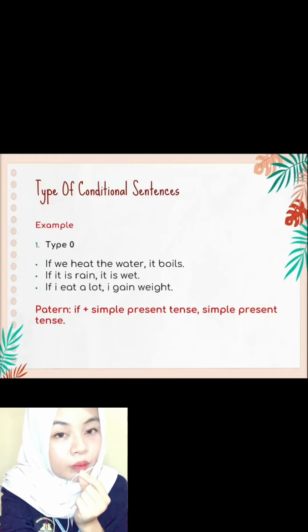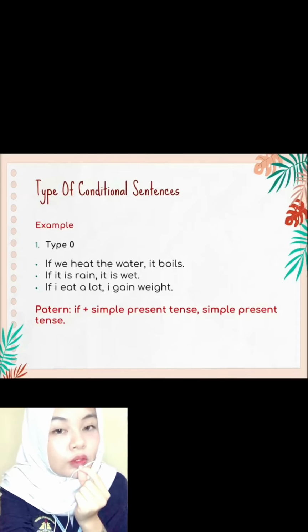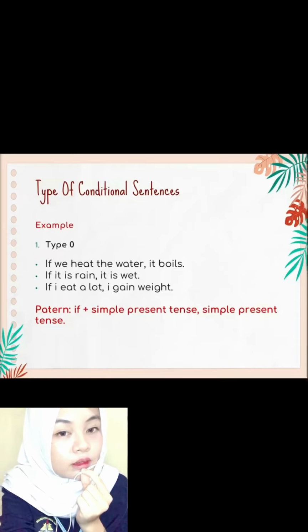Let's try to heat the water, for sure it will boil like that. The next example is the following sentence. If it rains, it is wet. If the rain is wet, this is a fact or a truth. So, it is not an assumption. The next example is another example. If I eat a lot, I gain weight, right? If we eat a lot, we will gain weight. So this is a type 0 conditional sentence. The pattern is if plus simple present tense and simple present tense.